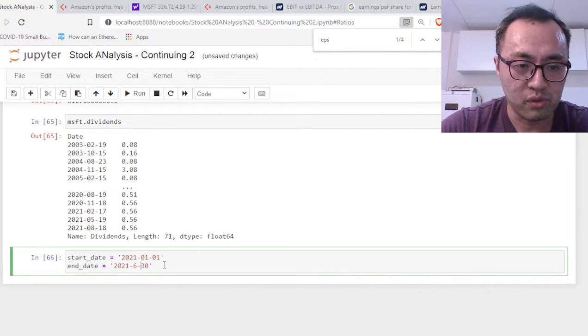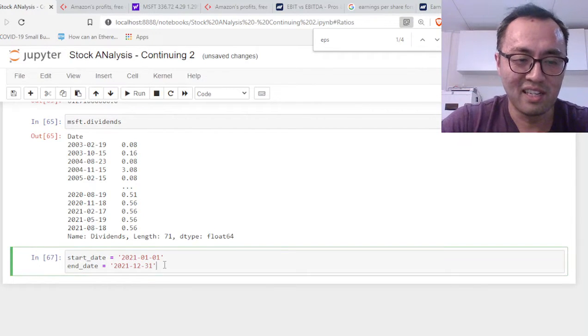Why do I have June 30th? It should be 12/31. Well, it's the future, yes. It's giving us a date from the future, but I'm just gonna put it there. So Microsoft.dividends. Let me just write the code and then I'll explain later.